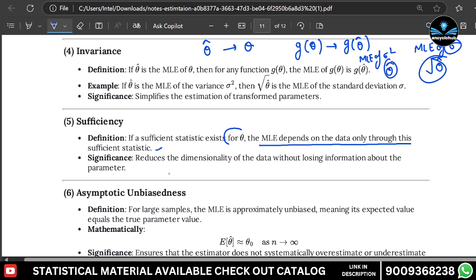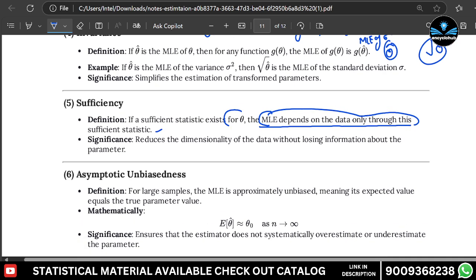It reduces the dimensionality of the data without losing information about the parameter. So sufficiency says that if you have a lot of information about the parameter, it is called a sufficient estimator. So actually MLE depends on the data only through its sufficient statistic. It is called sufficiency.